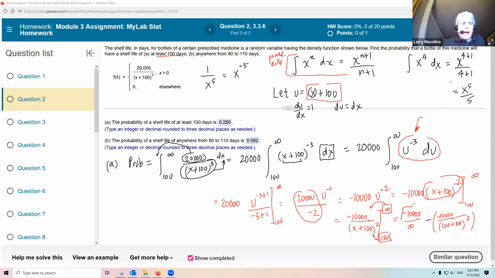Any fraction with an infinity in the denominator is 0. So that's just a 0. And what I'm left with is subtracting a negative, so that's a positive. So this is 10,000 over 200 squared. I'll just work this out on my calculator. 0.25 is what that works out to be. So the probability of a shelf life of at least 100 days is only 0.25.